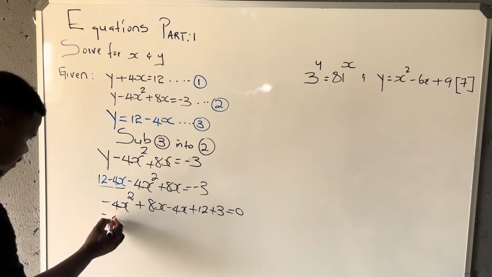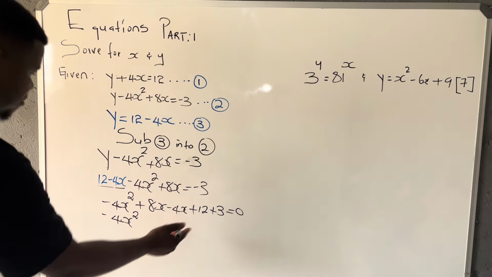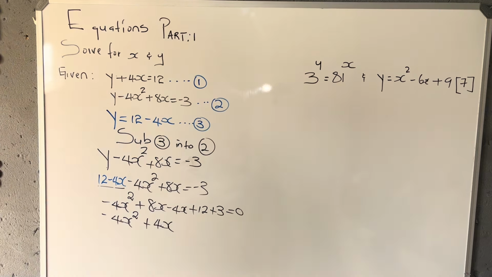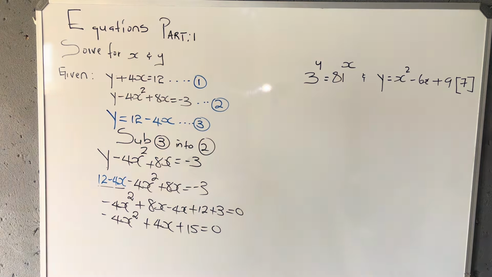So now, let's write the result. What is 8 minus 4? That is 4. Okay. Now, 12 plus 3, I'm getting a 15. That is the equation that I have.